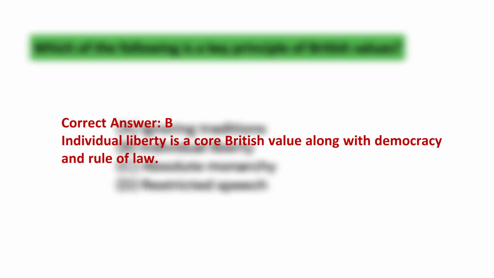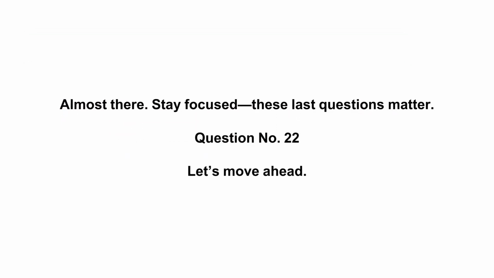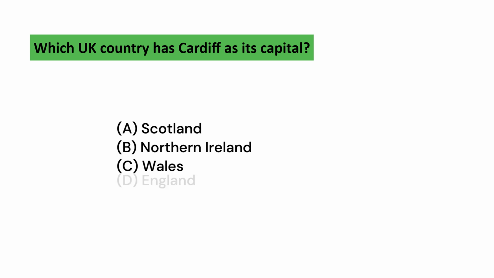Correct answer: B. Individual liberty is a core British value along with democracy and rule of law. Almost there. Stay focused, these last questions matter. Question number 22. Let's move ahead. Which UK country has Cardiff as its capital? Options: A. Scotland. B. Northern Ireland. C. Wales. D. England.